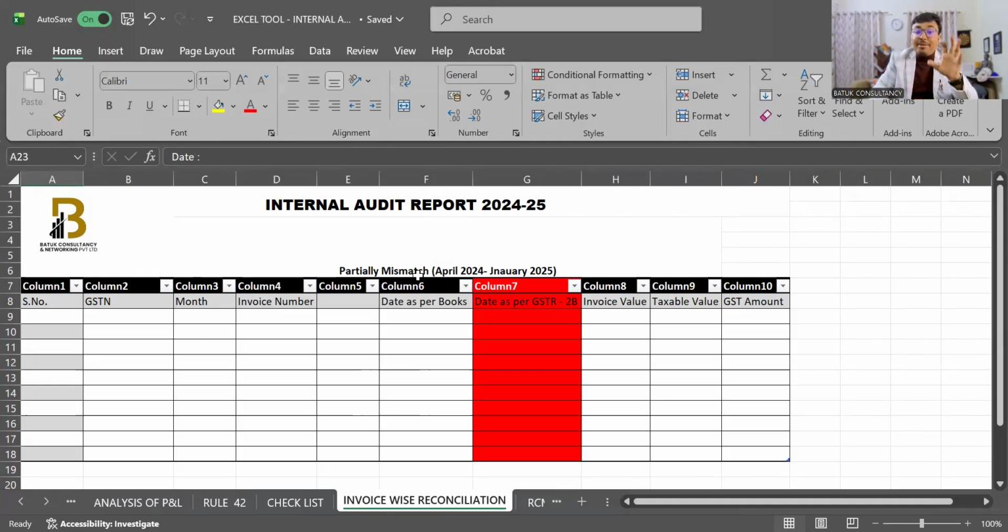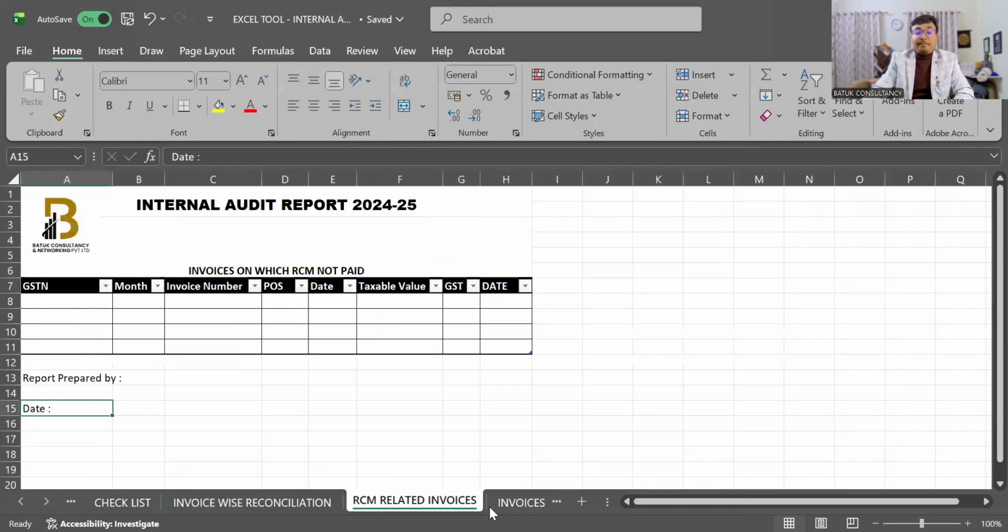There may be chances some invoices are in 2B with a different date, but in our books of accounts we have booked on a different date. So we need to check why there is variation. This type of invoice wise reconciliation we also need to check. On RCM, sir, as we all know, in GSTR 2B we are getting the RCM related entries as well. So we need to check whether the RCM showing in GSTR 2B is the same as paid in the books of accounts or not; invoice wise we can easily verify.